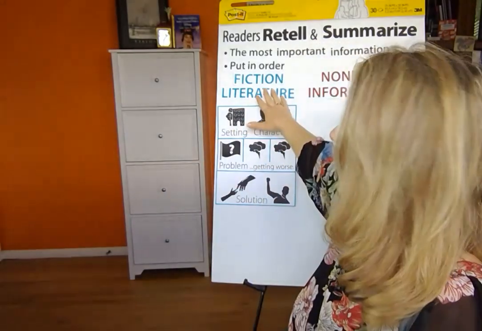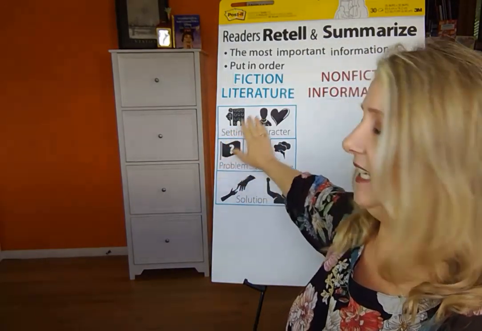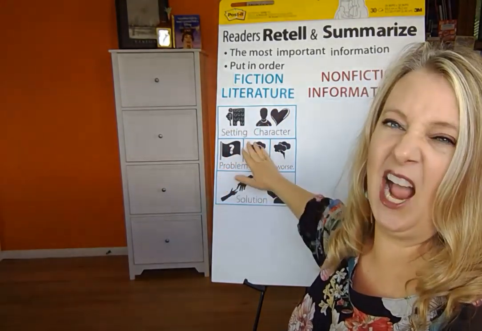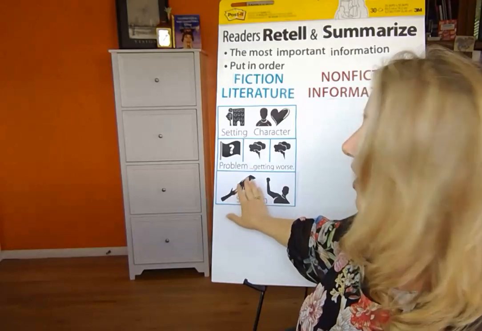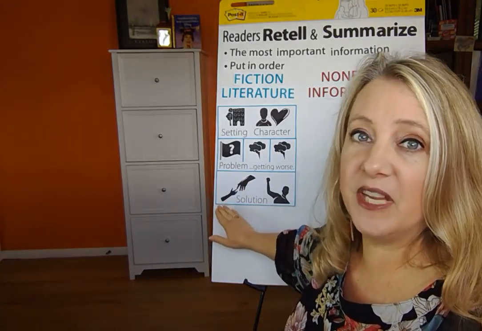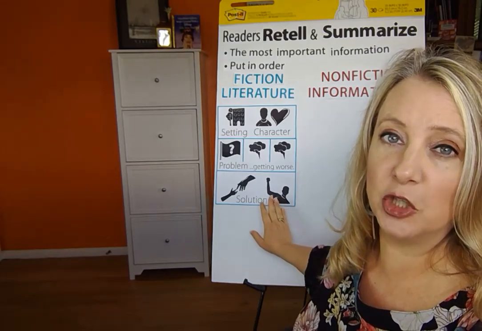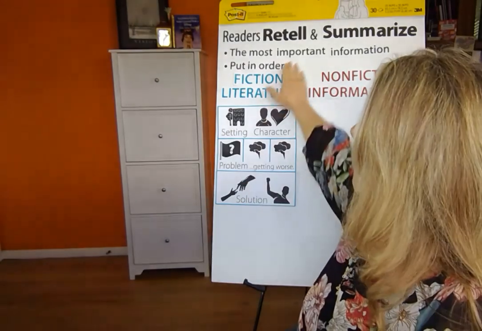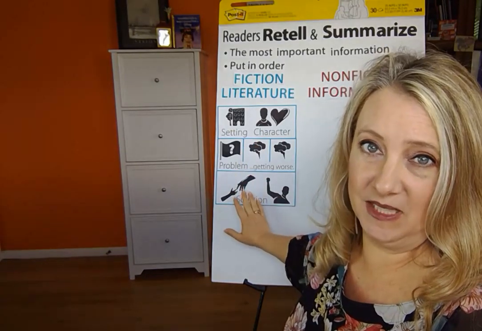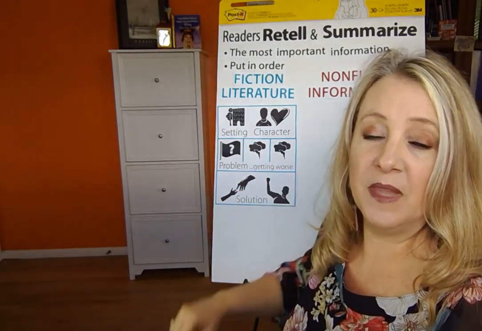And we were collecting the most important information when it was fiction. We were collecting setting and character and problem and how it was getting worse. And we were talking about how maybe there would be a guide who could help the character fix the problem. And then there's the solution. So we were talking about those are the important elements, the story elements, and we were putting them in order. And that's a great place to start. And you'll collect a lot of details in that way. But a summary means we're going to make it even shorter than that. Just the highlights, just the most important parts.